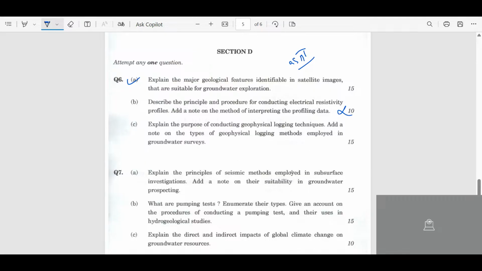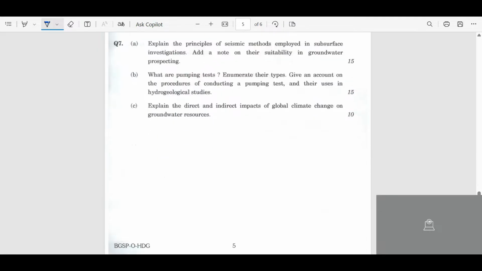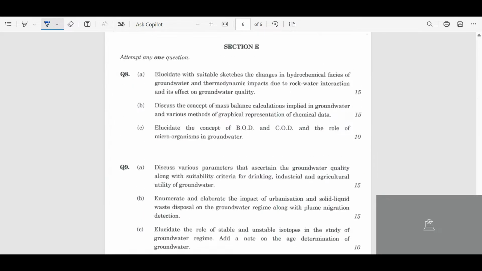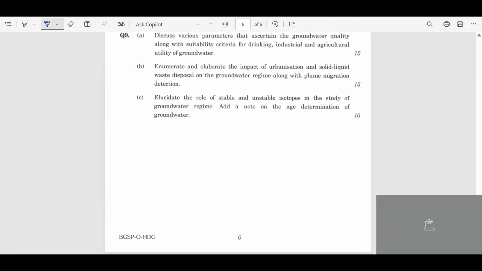Geophysical logging methods in groundwater surveys. This can be a different question that has not been asked till now, but there is scope for asking it. This can again be an important question: explain the direct and indirect impacts of global climate change on groundwater resources. This can again be important.